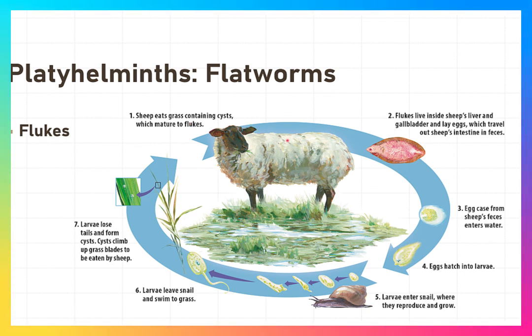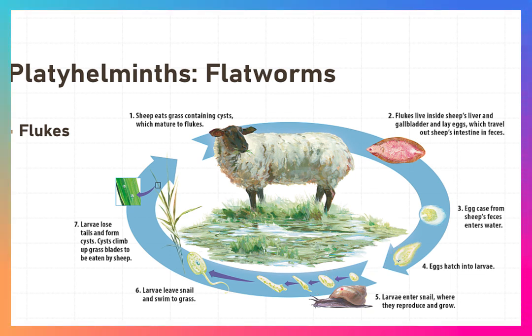So the cysts enter into the digestive system of this sheep. The fluke then lives inside the sheep liver and gallbladder. There it lays eggs that travel out through the sheep intestine into the feces. The egg exits through the feces and goes into water, where it hatches into a larva.